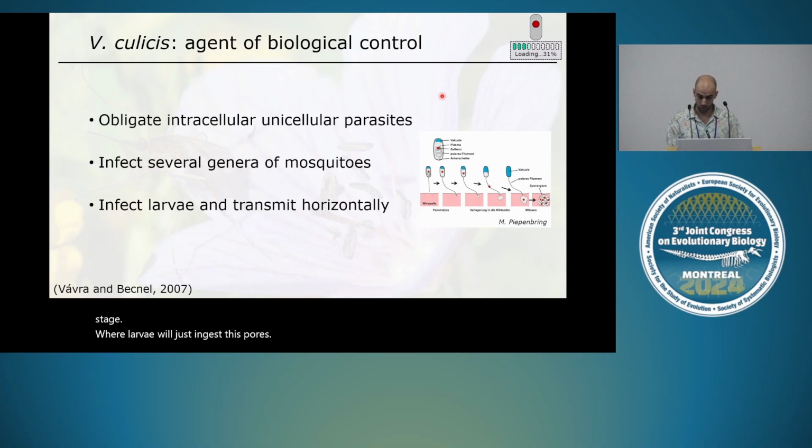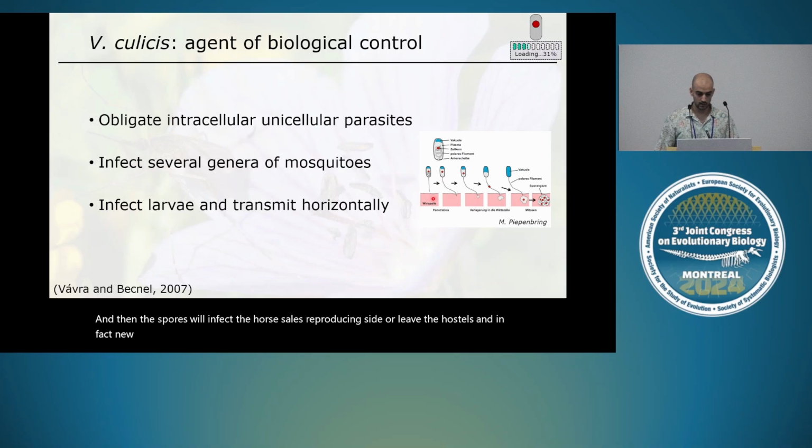And then the spores will infect the host cells, reproduce inside, leave the host cells, and infect new host cells. And the main mode of transmission of Vavraia is horizontally, either between larvae, when a larva dies and releases the spores, or if an adult ends up dying in the water, it could also release the spores in this aquatic environment.